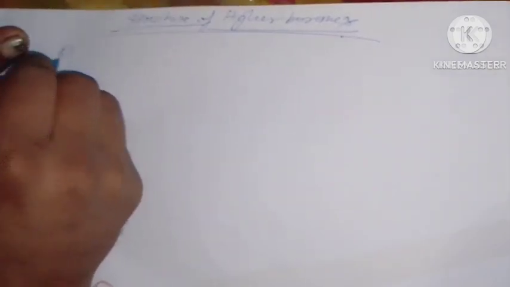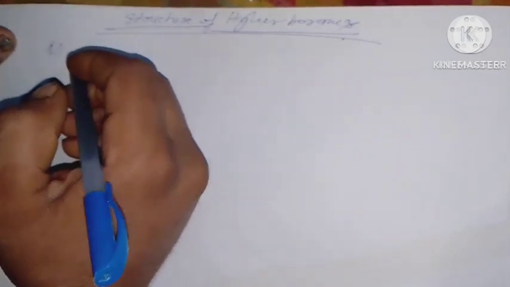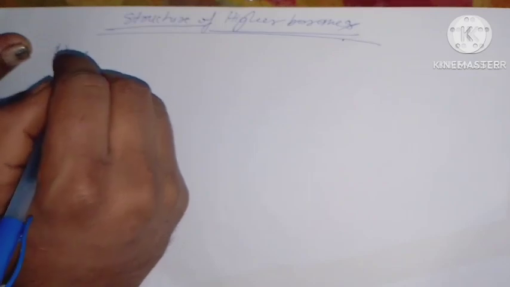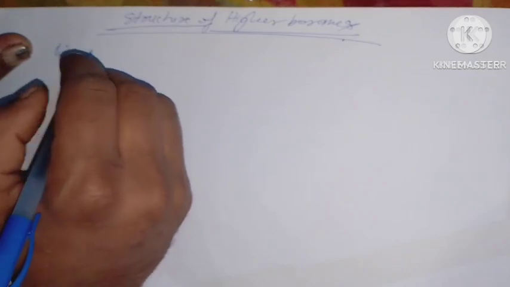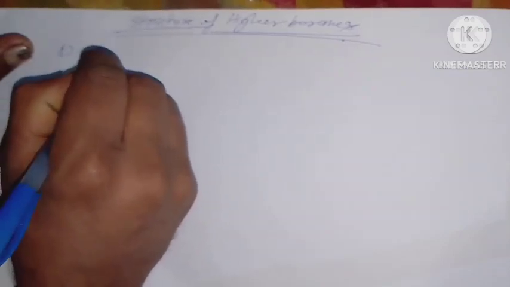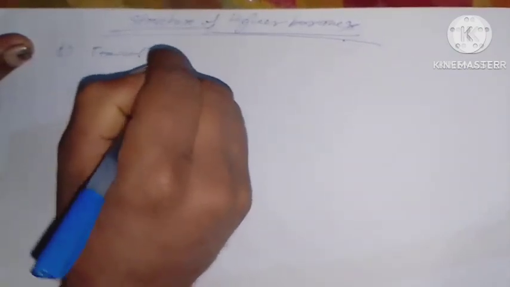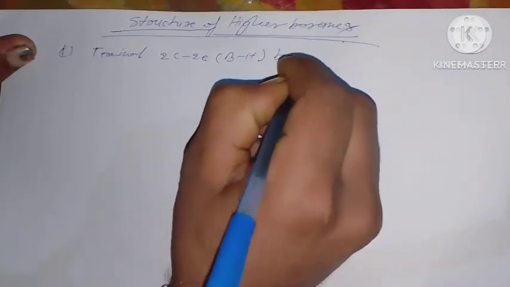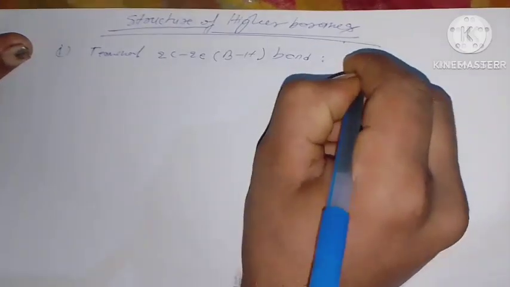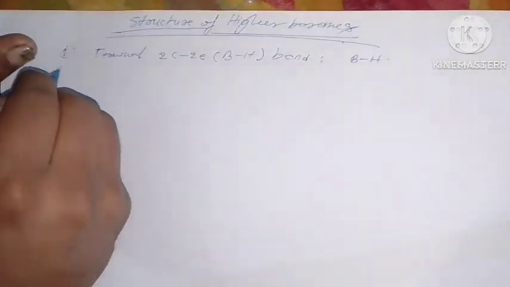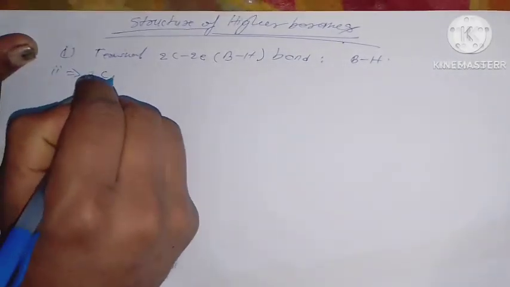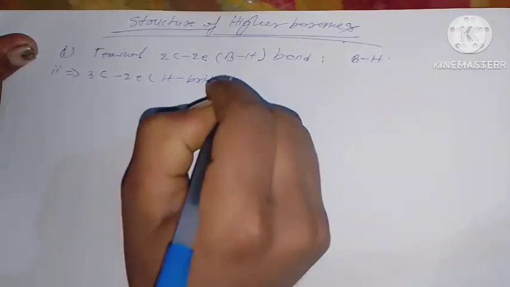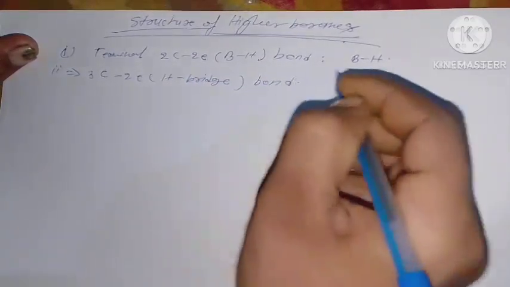First point, okay. Terminal 2C2E BH bond, okay. Second point, 3C2E hydrogen bridge bond, okay.